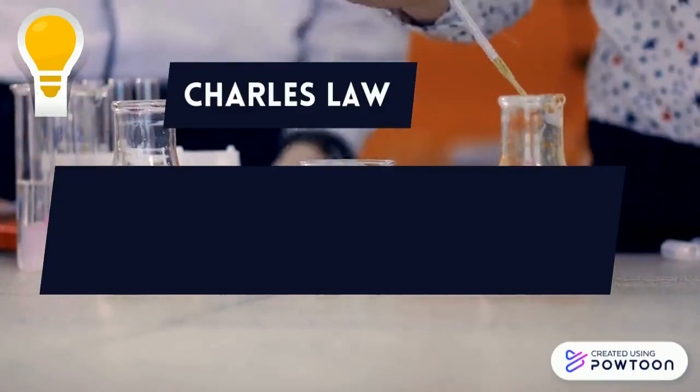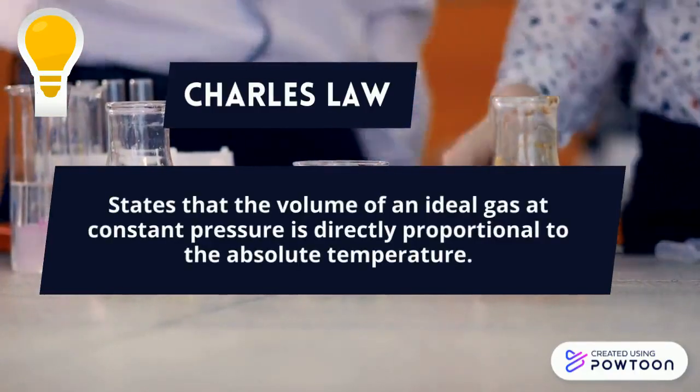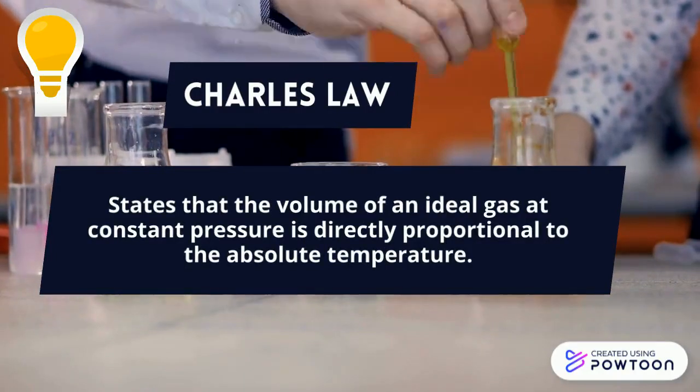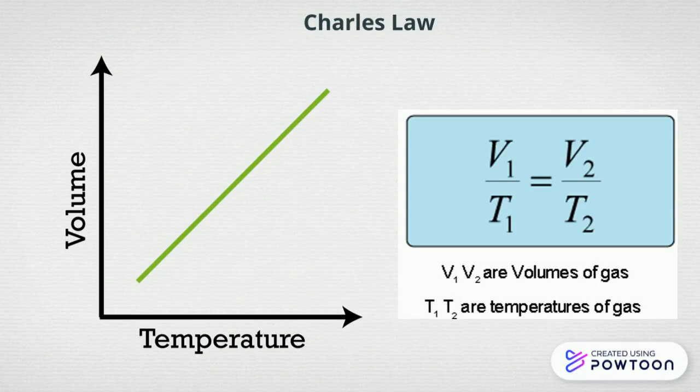The definition of Charles' law states that the volume of an ideal gas at constant pressure is directly proportional to the absolute temperature of that gas. As we see in this graph, as temperature increases, volume of a gas increases too. This is supported by Charles' law. Here's the formula for Charles' law.